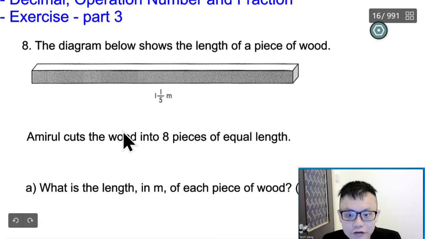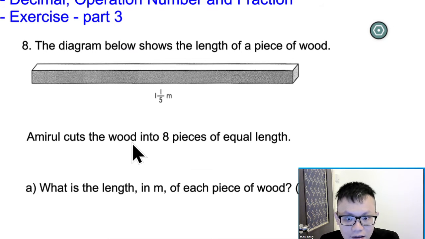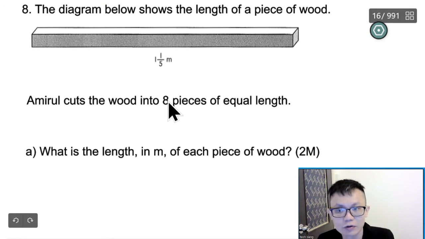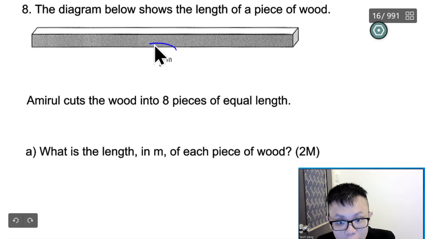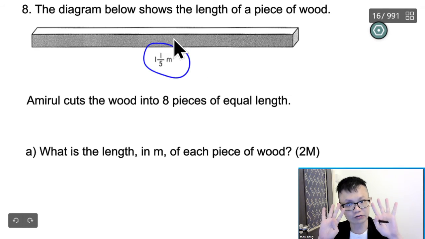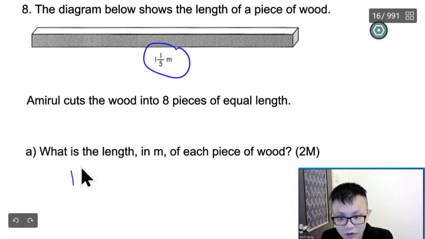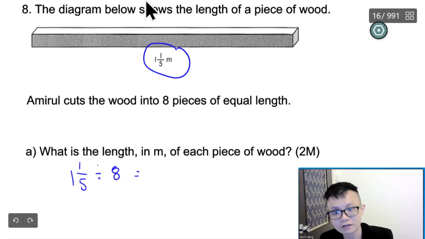Okay, so let's try to do this question. A mirror cuts the wood into 8 pieces of equal length. What is the length in meter of each piece of wood? So we just need to divide by 8. Here we can see 1 and 1 over 5, and we need to divide it into 8 parts. So 1 and 1 over 5 divided by 8, correct or not? So how to do this?